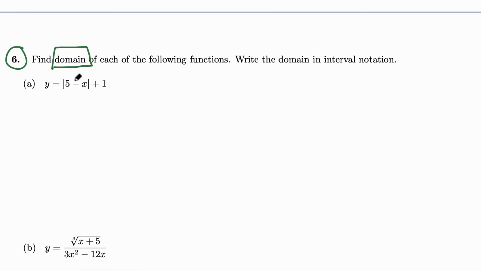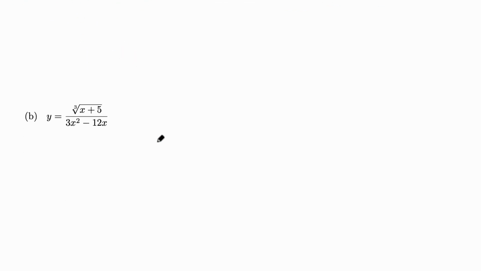So we got y equals absolute value of 5 minus x plus 1. We can always find the absolute value of any number, so there are no restrictions here. We need to write the domain in interval notation. We can plug in any x value and still get some number, so the domain is all real numbers: negative infinity through positive infinity. And we never include infinities, so never use brackets for infinities.